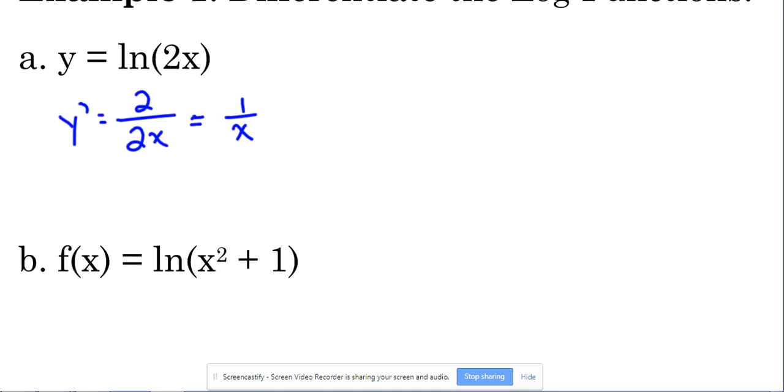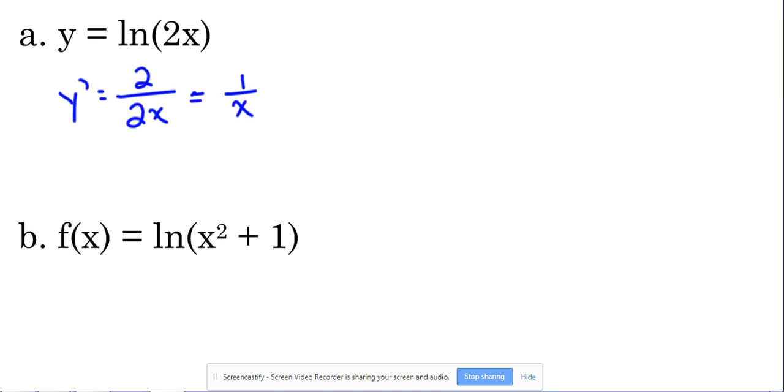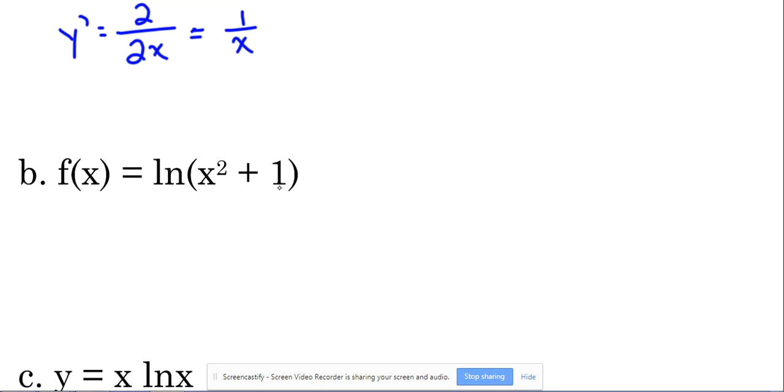Easy as that. Okay, that's the derivative of the natural log of 2x. Okay, let's make it a little bit more complicated of an inside function. So the derivative of this one is the derivative of what's in the inside. So that's 2x over what's in the inside, x squared plus 1. We can't simplify anything there. That's it.